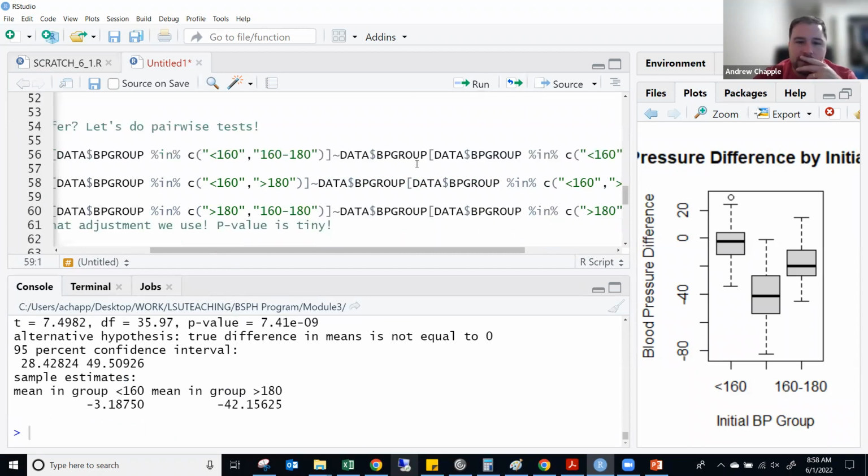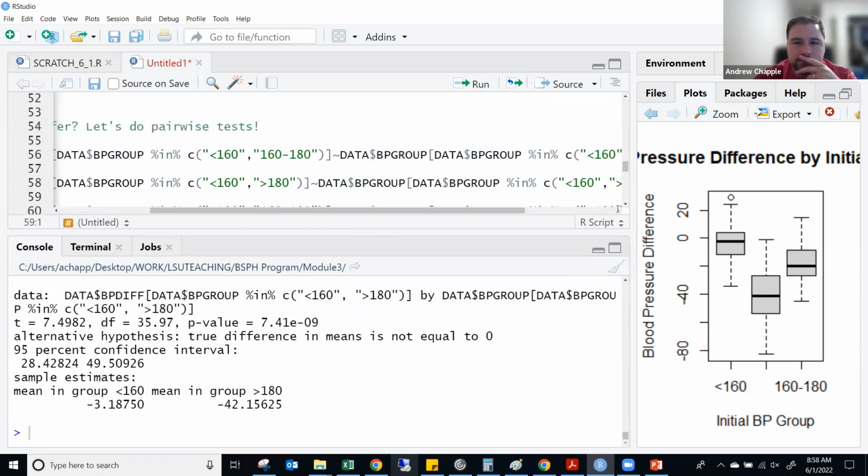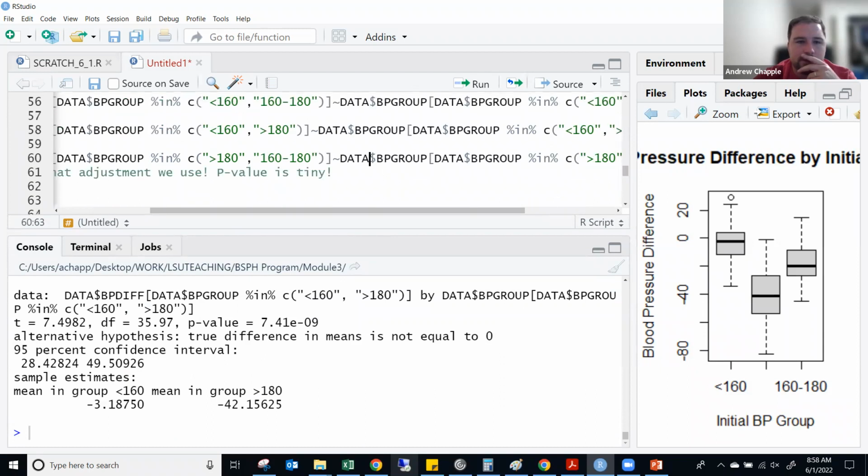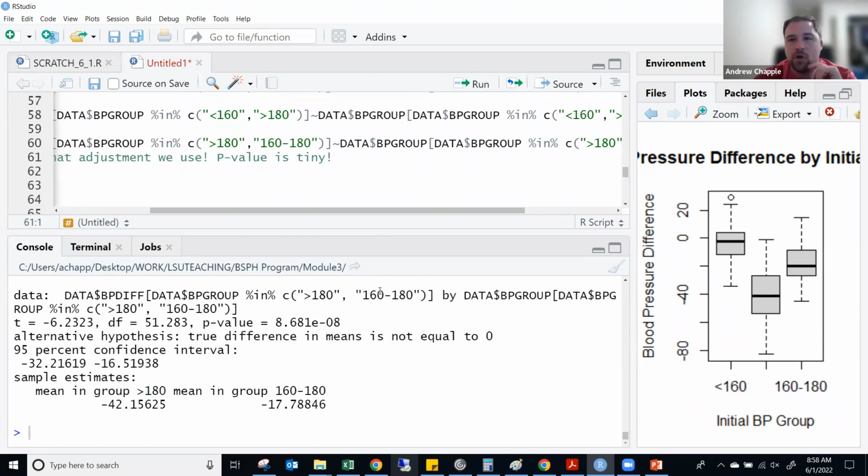Same thing here. This p-value is really small, so I assume that they differ. And here as well, the p-value is really small. Now here it doesn't matter, right, whether I do a Bonferroni correction or a Fisher's LSD, because the p-values are both below that.